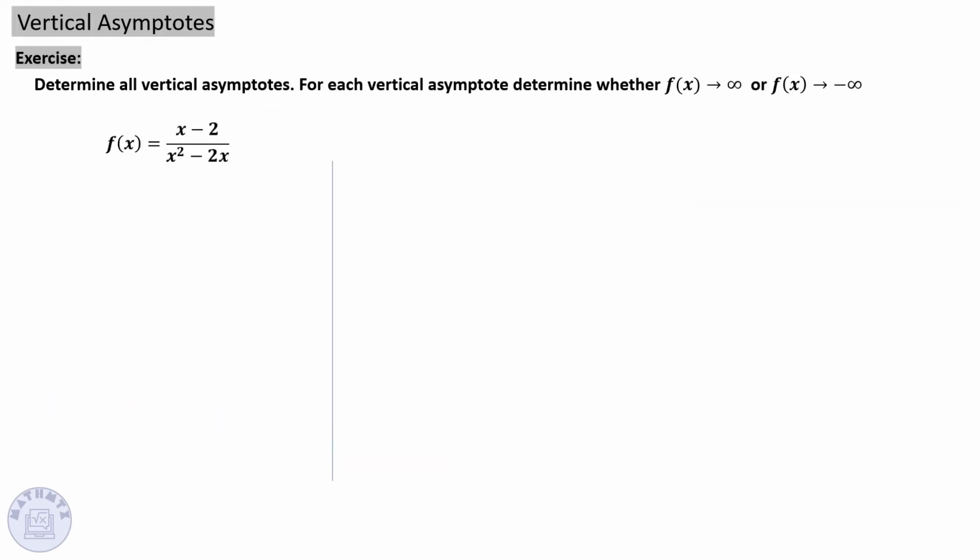All right? Here's a question for you. Determine all vertical asymptotes for each point. Find the limit around the vertical asymptote. So you need to tell whether it goes to infinity or negative infinity.